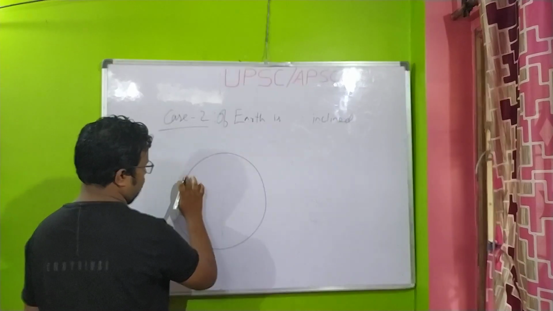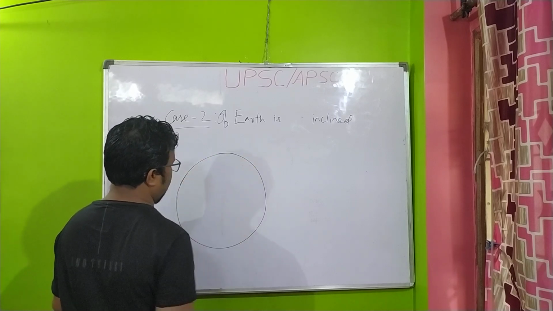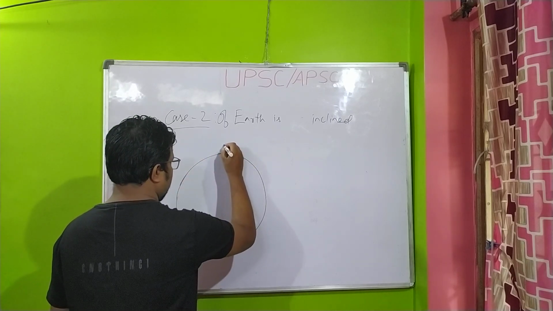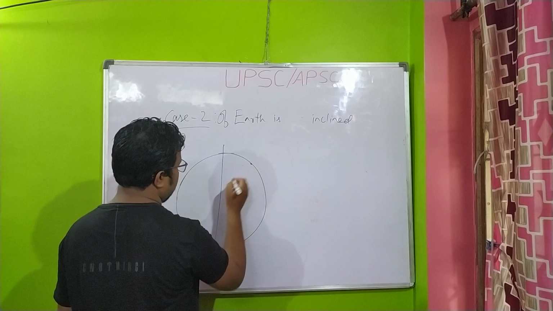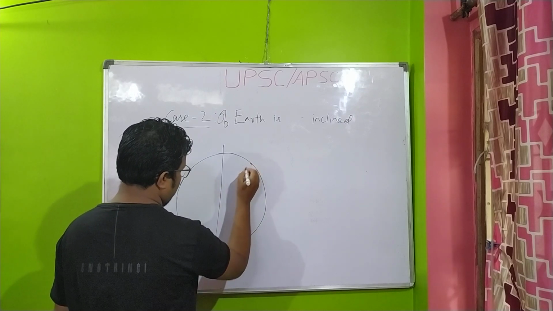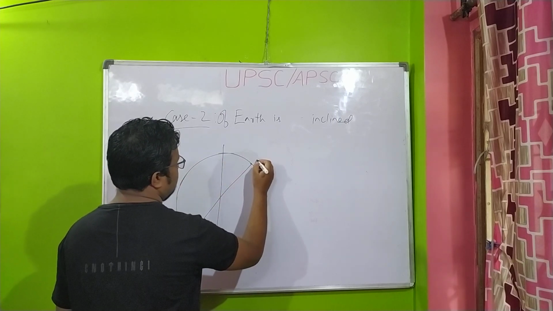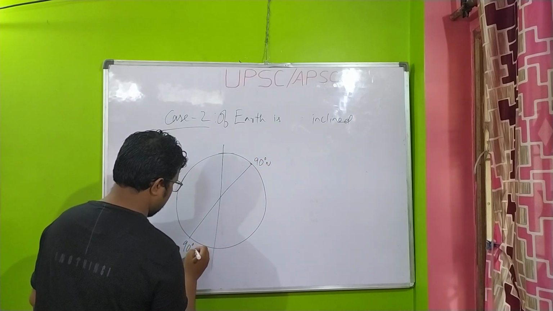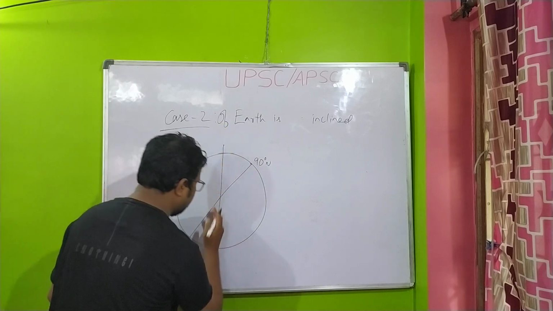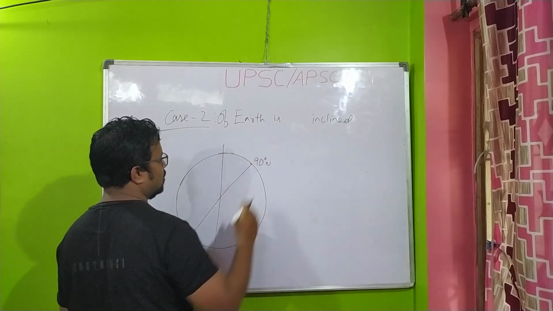So let us suppose this should have been the axis, but since earth is tilted, it would not be the axis, it would be around. So this would have been 90 degree north, and this is 90 degree south, because earth is tilted from its vertical axis. Second case is that.